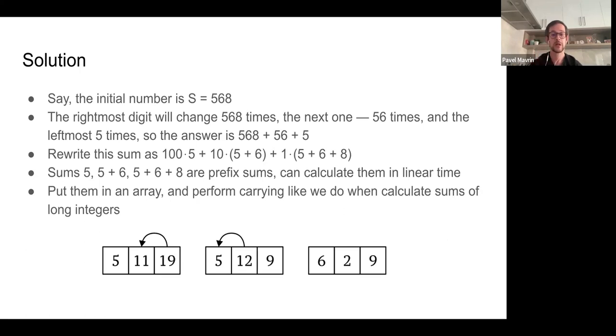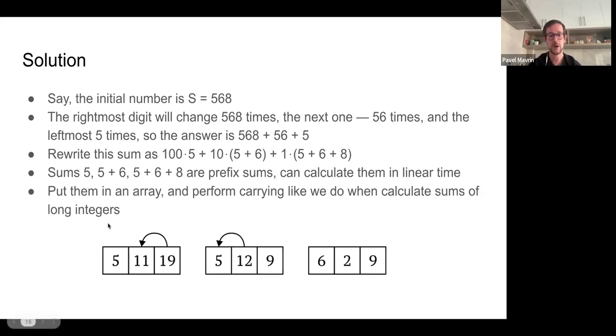Now, these sums are almost what we need. These sums are the digits of our final result. But the problem is some of these sums may be greater than 9. So what we need to do is go from right to left in this array and carry the extra digits from right to left, like we do when we calculate the sum of big numbers or multiply big numbers. If you know how big number arithmetic works, it works like this. We first do something and then try to finalize the result by moving these extra digits from right to left.